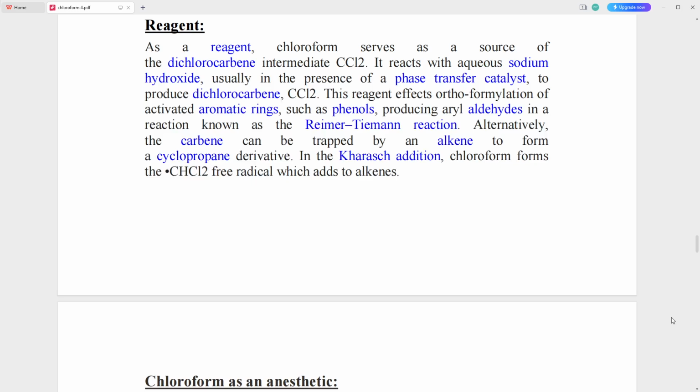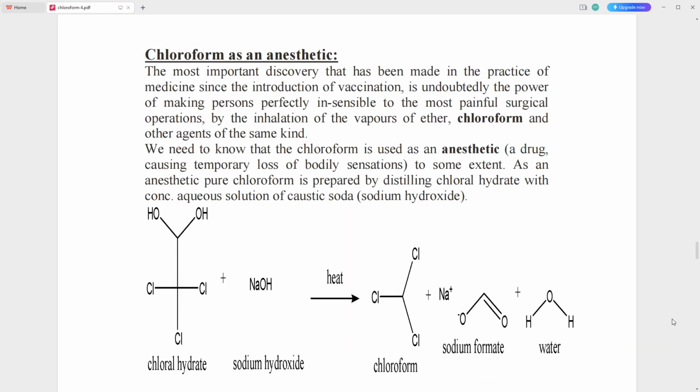Now, chloroform as an anesthetic. The most important discovery that has been made in the practice of medicine since the introduction of vaccination is undoubtedly the power of making persons perfectly insensible to the most painful surgical operations by the inhalation of the vapors of ether, chloroform, and other agents of the same kind.